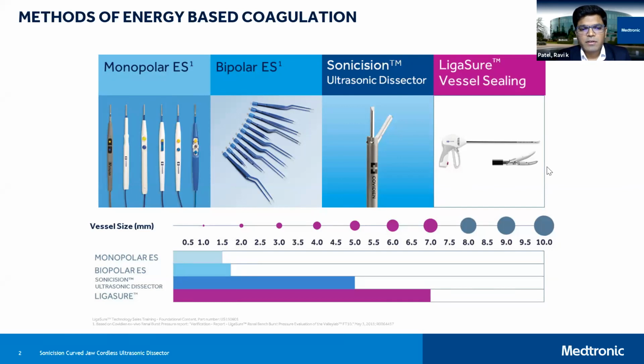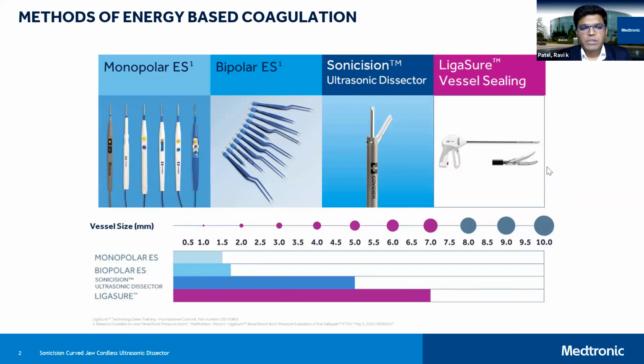The Sonicision ultrasonic dissector, which is an ultrasonic energy device, has the capacity to cut and coagulate vessels up to and including 5 mm in size. So whenever the surgeon wants to dissect with faster speeds and simultaneously wants a coagulation effect, they can use the ultrasonic dissector, which is based on the mechanical energy principle.